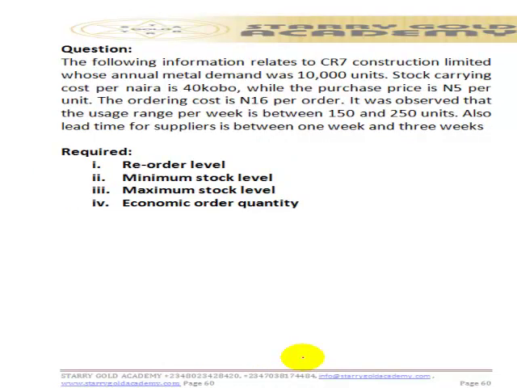Now, the next thing we have is the question. The following information relates to CR7 Construction Limited, whose annual metal demand was 10,000 units. Annual demand is 10,000 units. Stock carrying cost per naira is 40 kobo, while the purchase price is 5 naira per order. The ordering cost is 16 naira per order. It was observed that the usage range per week is between 150 and 250 units, and the lead time for suppliers is between 1 week and 3 weeks. Calculate reorder level, minimum level, maximum level, and reorder quantity.